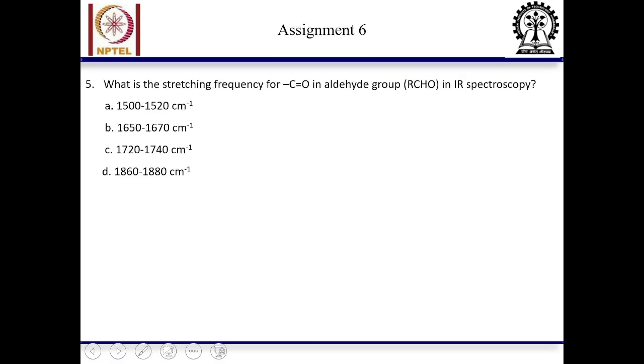Now question number 5: what is the stretching frequency for carbonyl in the aldehyde group in IR spectroscopy? Anyone?